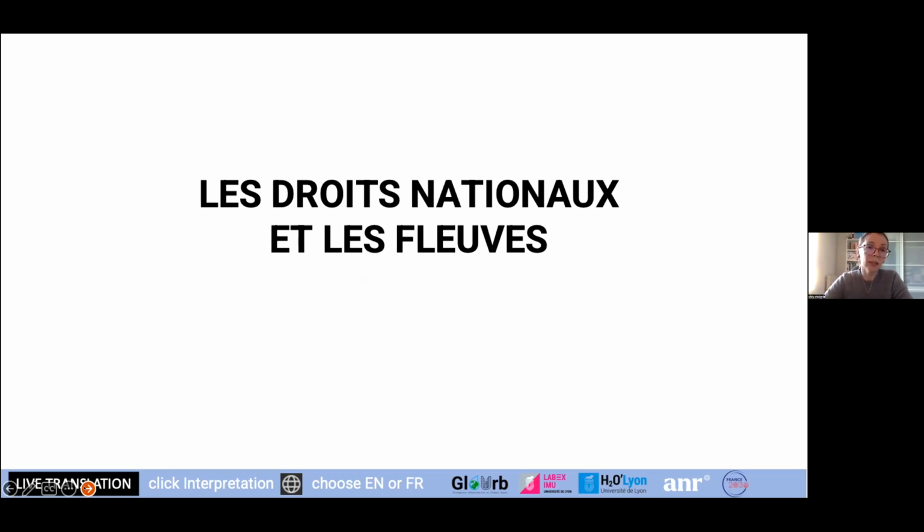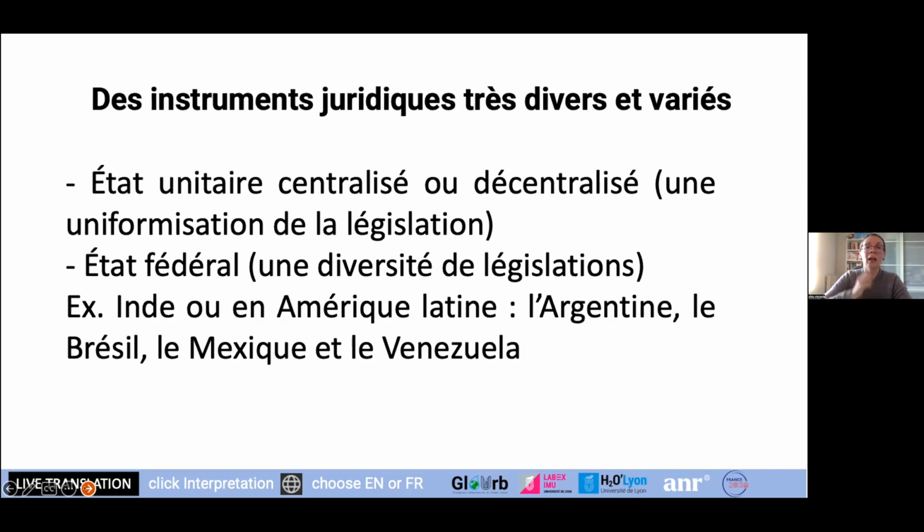Next, what about national laws and rivers? So there are very many different legal instruments. So everything will depend on whether it's a unitary state, whether it's centralized, whether it's decentralized. And in that case, the legislation is going to be fairly uniform. It will apply at national level. So there's only one state involved, only one government involved that adopts and follows the legislation.